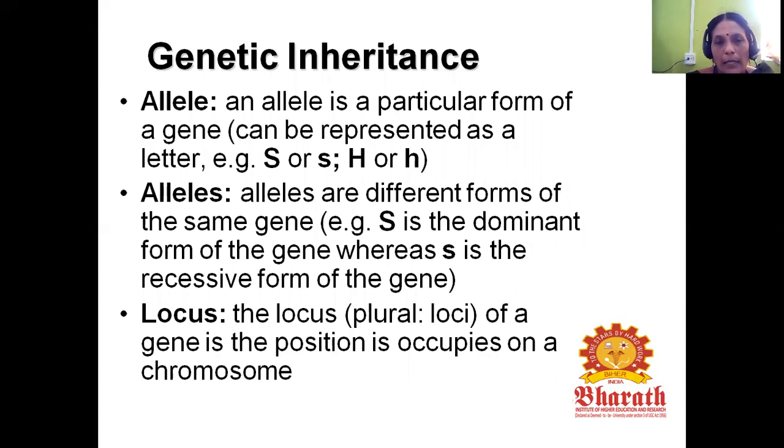Then the allele. An allele is a particular form of a gene and can be represented as a letter, for example capital S or small s, capital H or small h. Alleles are the different forms of the same gene. For example, capital S is the dominant form of the gene, whereas small s is the recessive form. The locus, plural loci, of a gene is the position it occupies on a chromosome.